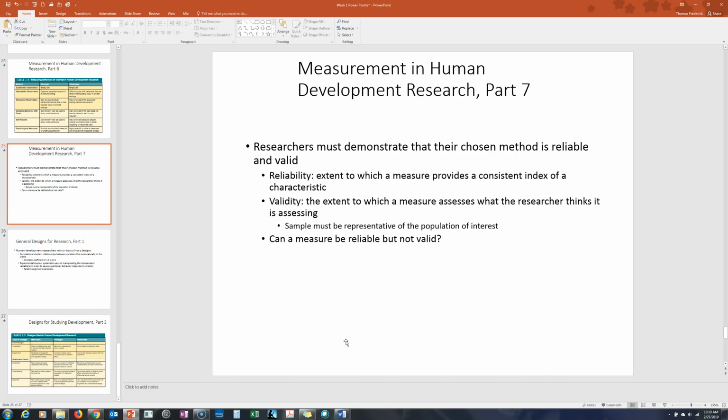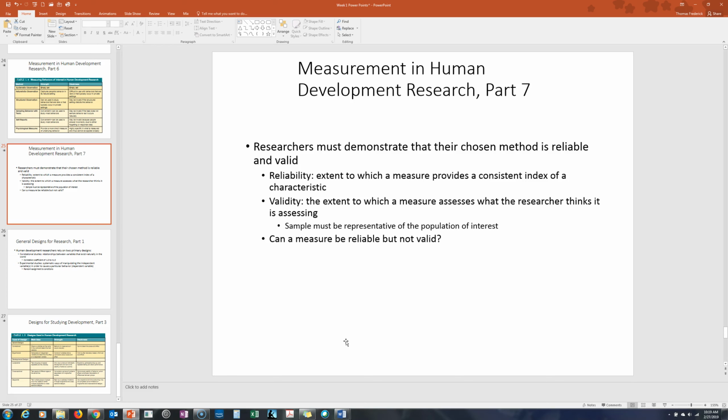So in doing the research, we must demonstrate that our chosen method is reliable. We get consistent results over time. And then we need to talk about the validity, which is the accuracy of our measures, right? How well does this approach give us consistent results, reliability, and then how representative or accurate is our measure?